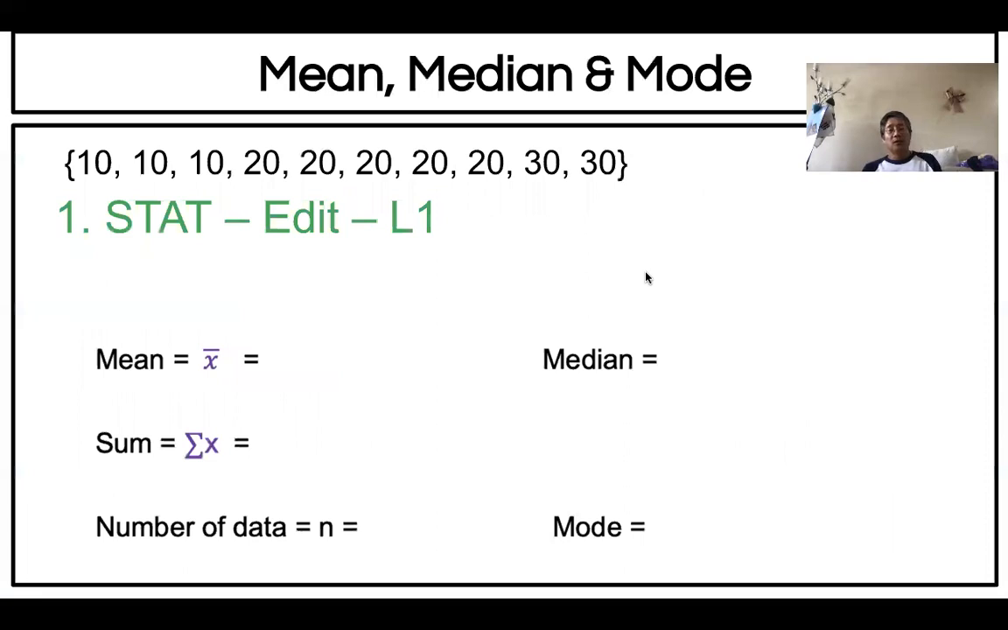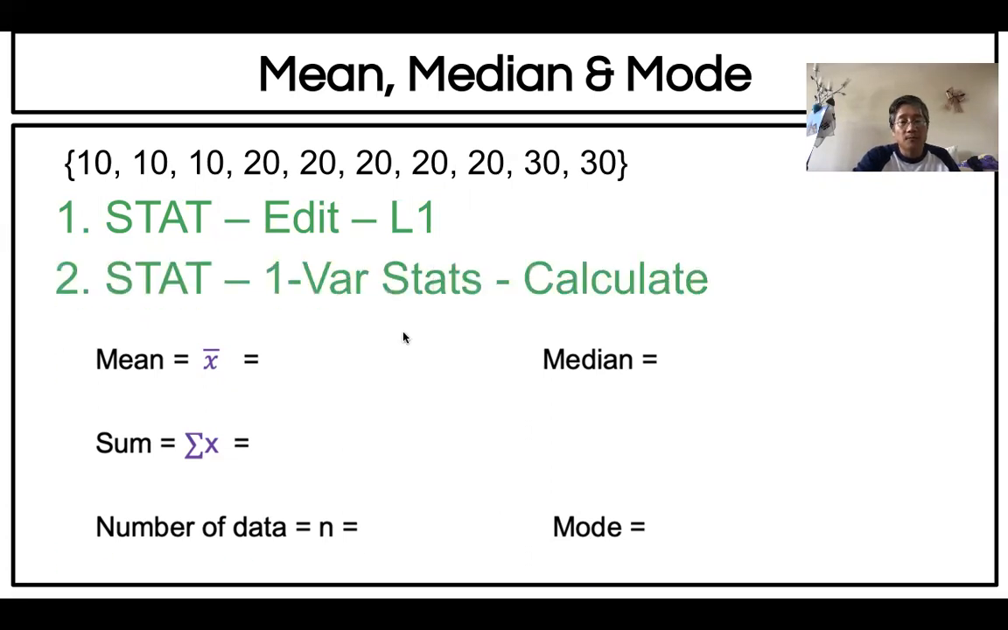So let's say you have these numbers. How many numbers are there? 1, 2, 3, 4, 5, 6, 7, 8, 9, 10 numbers. But if you see it, 3 tens, 5 twenties, and 2 thirties, right? So how do you find out the mean, median, sum, number of n, mode? We learned it in the last lesson. You just put it in there: stat, edit, L1. You can go back there and learn.